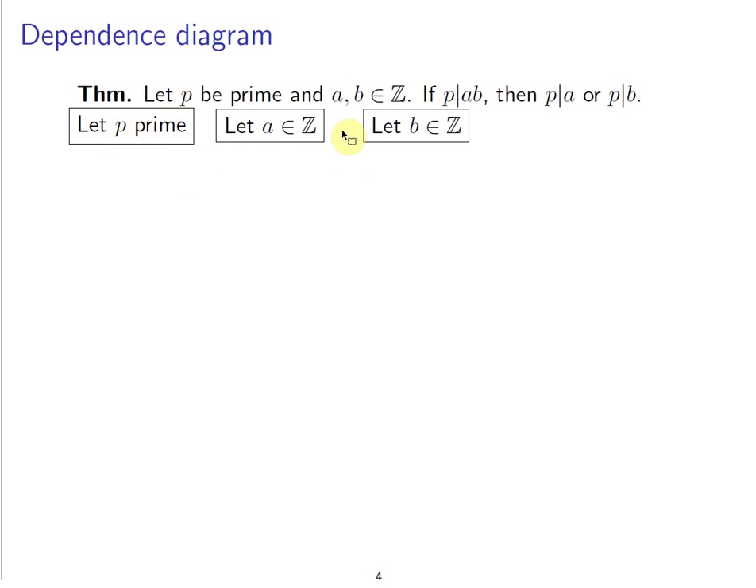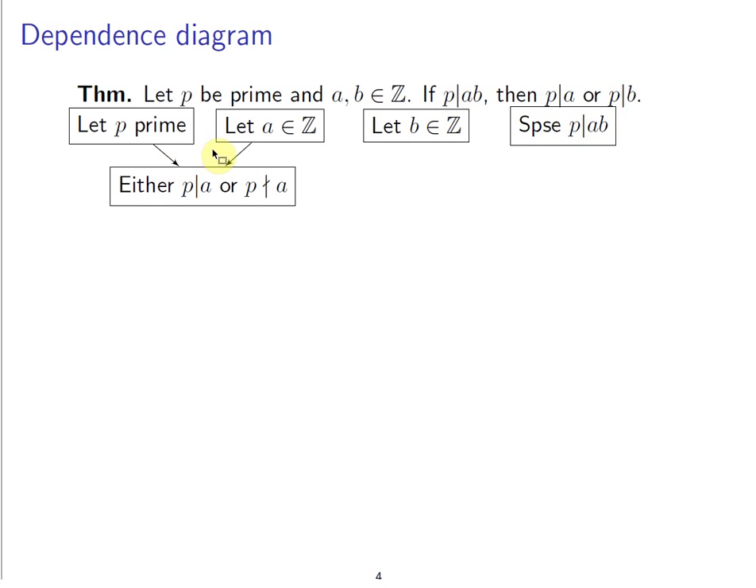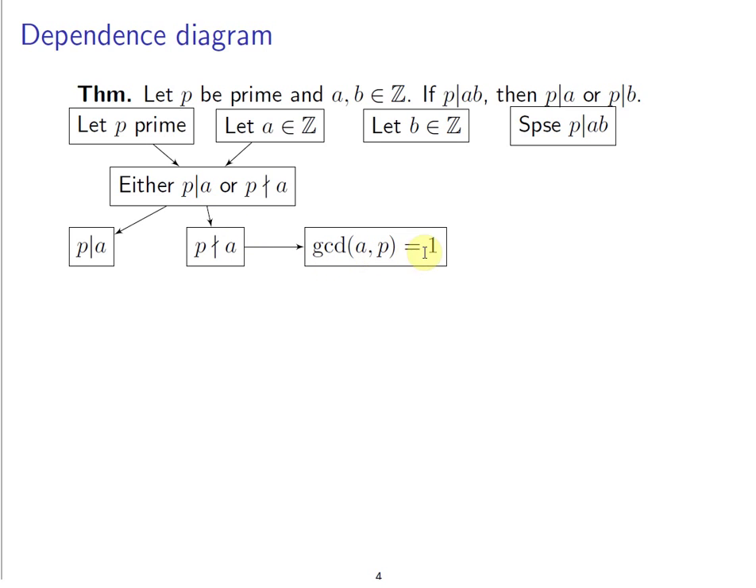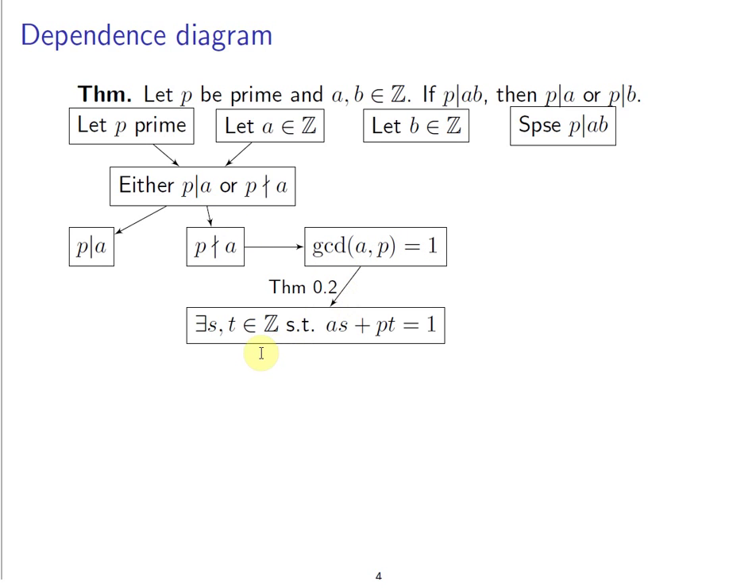So P's prime, A and B are integers. Suppose that P divides A times B. So given the A and the P, either P divides A or P doesn't divide A. If P divides A, we're done. If P doesn't divide A, the GCD of these two integers is 1. By theorem 0.2, there exist integers s and t such that this equation is true.